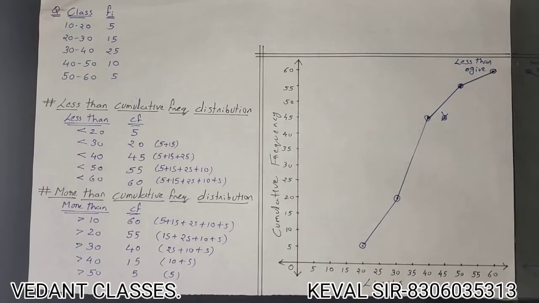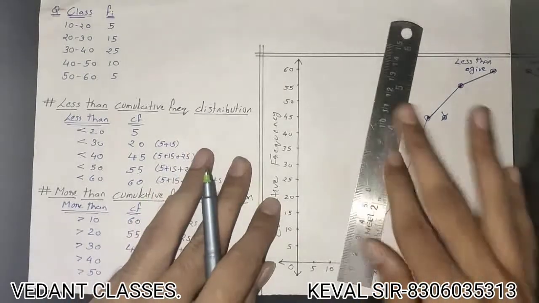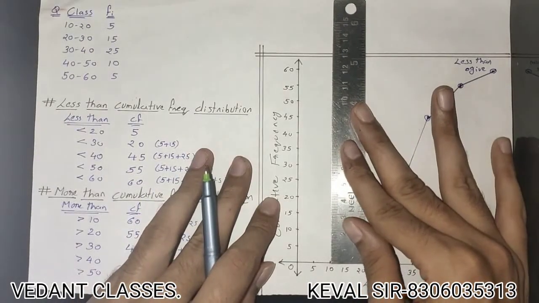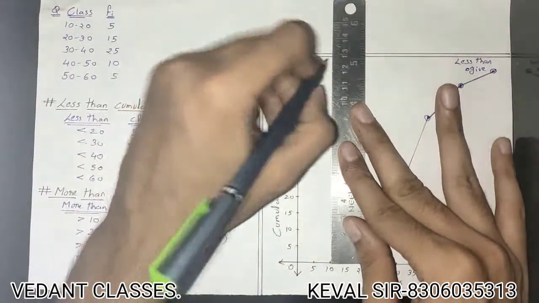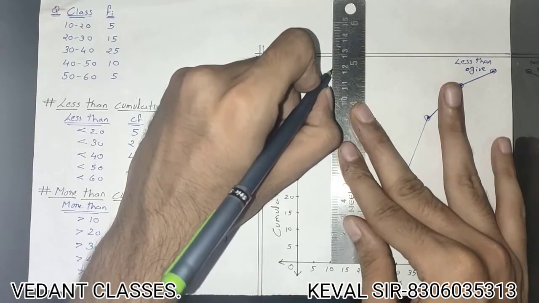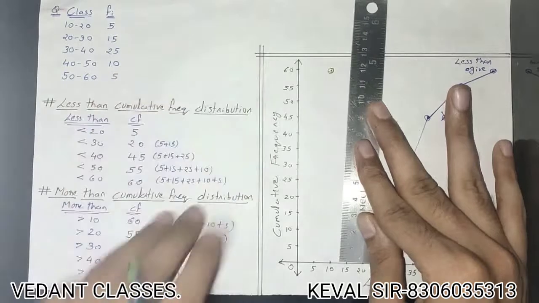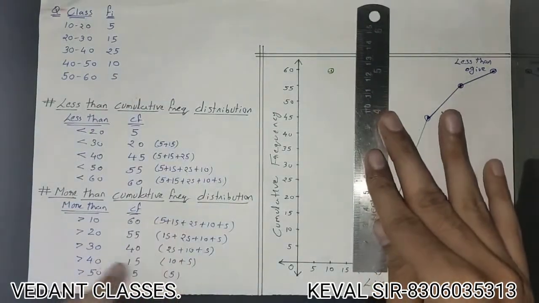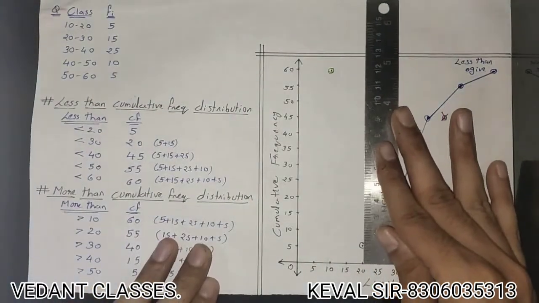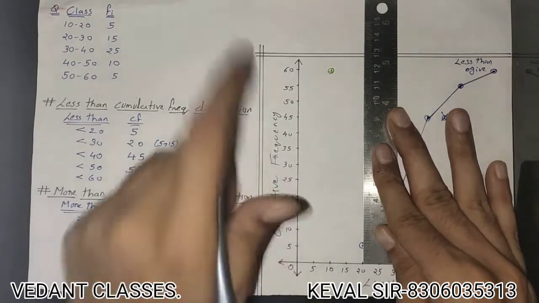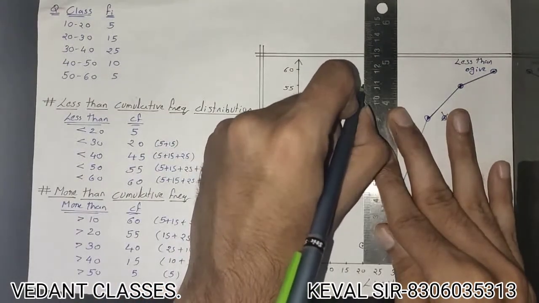In that we need to consider the lower limit, so that will be 10. In front of 10 we need to plot 60. So let's start with 10 and 60. This will be our first point. Then for the corresponding 20 it will be 55. So this will be our second point.